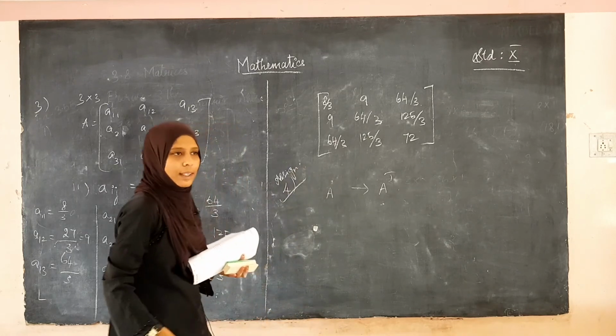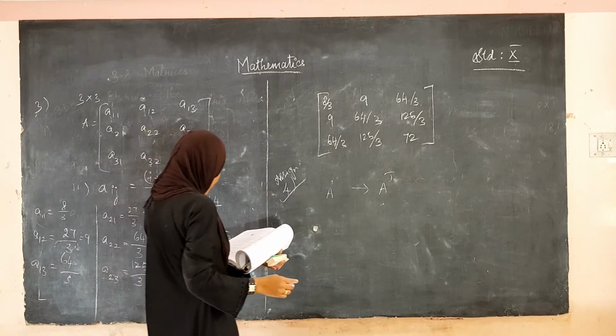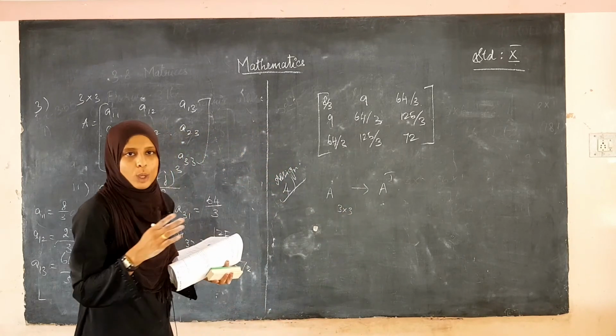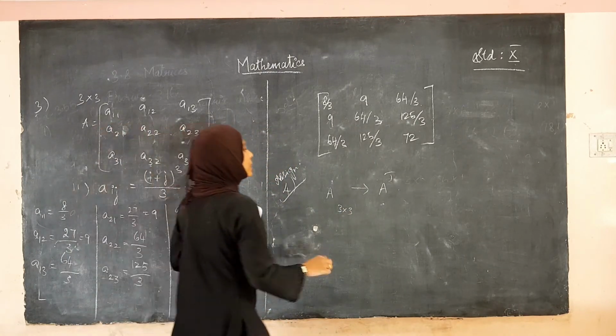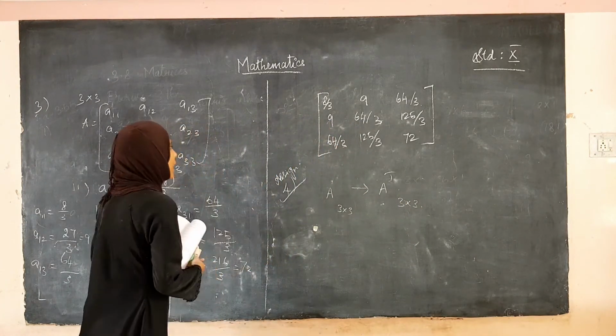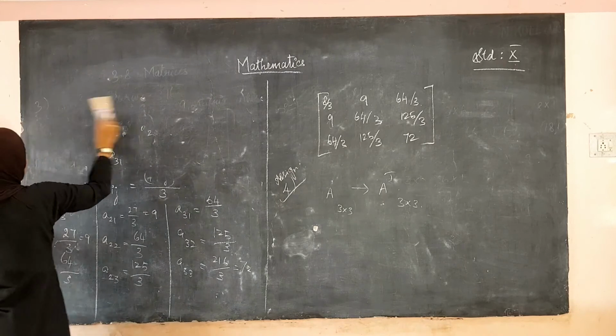They have given the matrix A, which is of order 3 cross 3. You have to find the A transpose, that is you have to change all the rows to the column. The resulting matrix will also be of order 3 cross 3. This is the assignment. Now let us move on to the fifth sum.